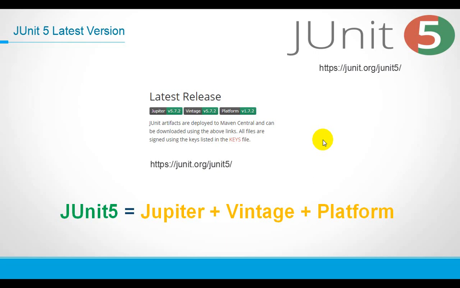Although JUnit 5 looks more like an upgrade to the historical version by the name of the framework, in fact, it is a completely new framework and has almost no relationship with JUnit 3 and 4. So it is not a simple upgrade from JUnit 4. JUnit 5's framework is composed of three major components named Jupiter, Vintage, and Platform.